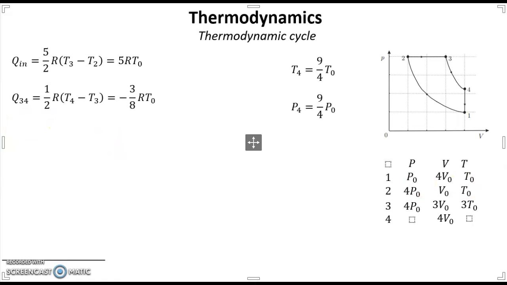Let's count Q out during process 4-1. During this isochoric process, the heat capacity equals 3/2 R, and we multiply it by the temperature difference, and we can count the total Q during this process. That's this one: 3/2 R multiplied by T1 minus T4, which from the table will give us negative 15/8 R T0.